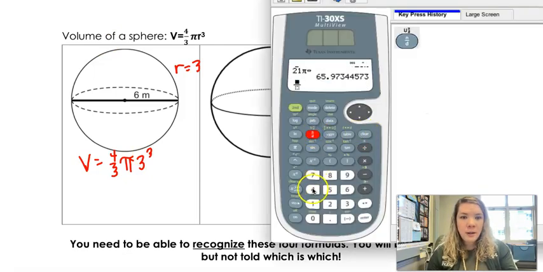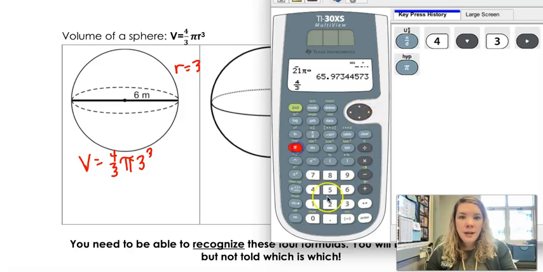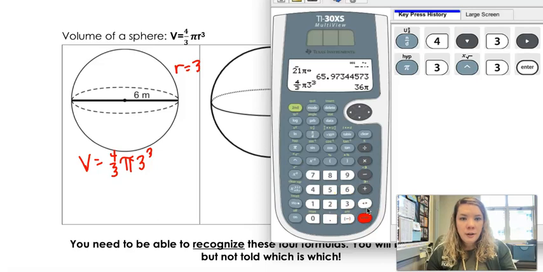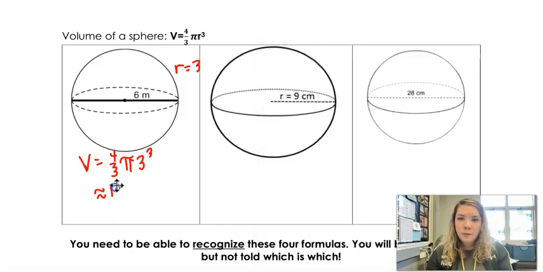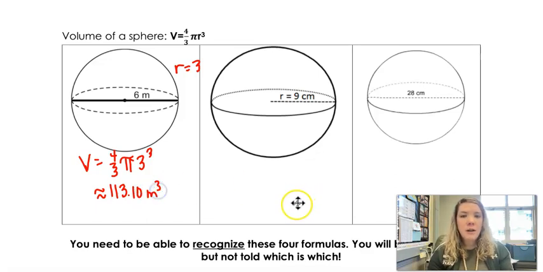Okay, so I'm going to use my fraction button again. 4/3 pi 3 to the 3rd power. Then toggle, 113.10. That would round up to. Cubic meters. All right, this one is radius, so we don't need to divide it by 2.